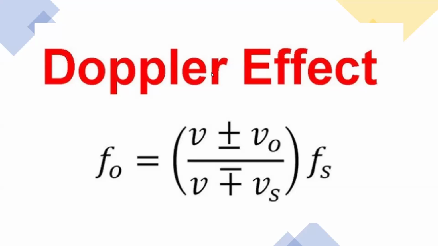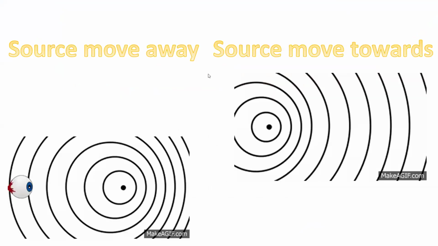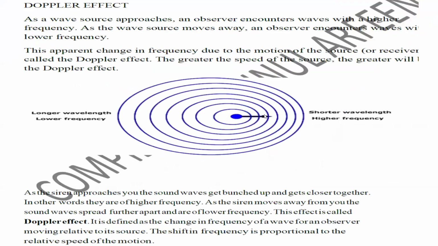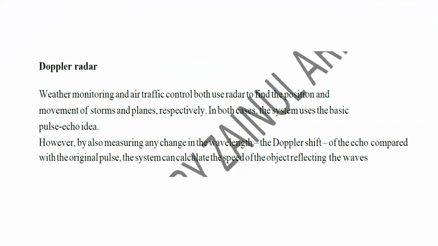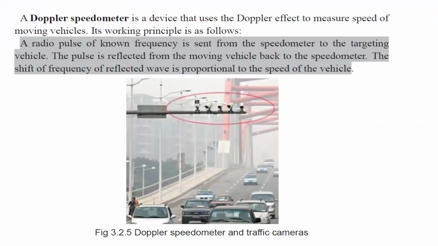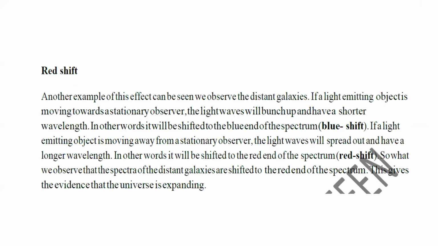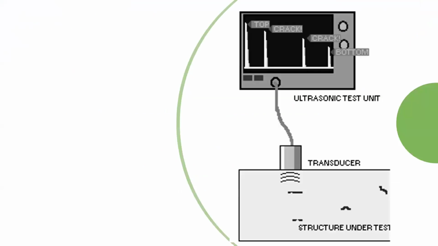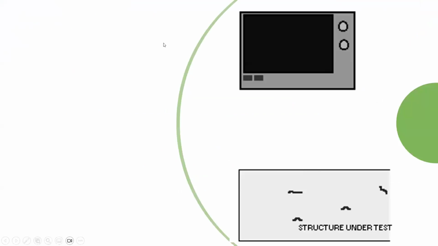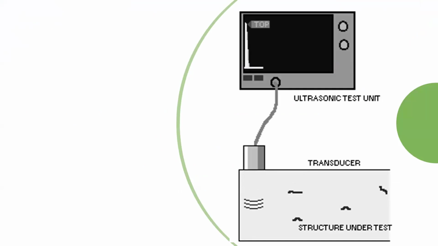So the Doppler effect is a relative change in frequency or wavelength due to the motion of the source and observer. Different applications like Doppler radars, speedometers, and redshift use it. We also have ultrasonic test units that use the same concept, which is the pulse echo technique.